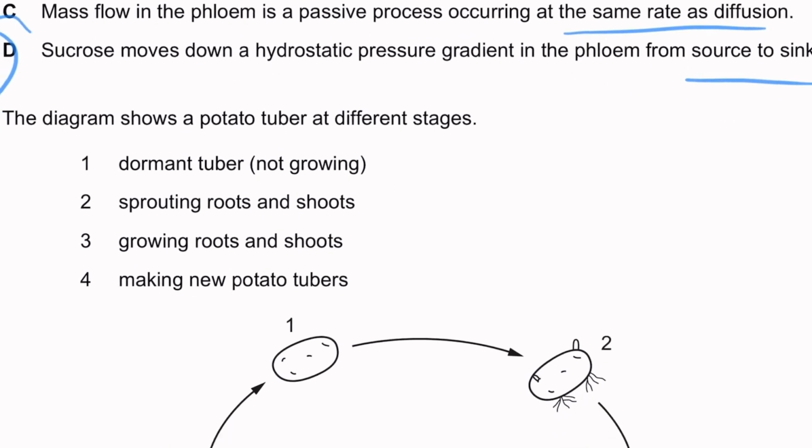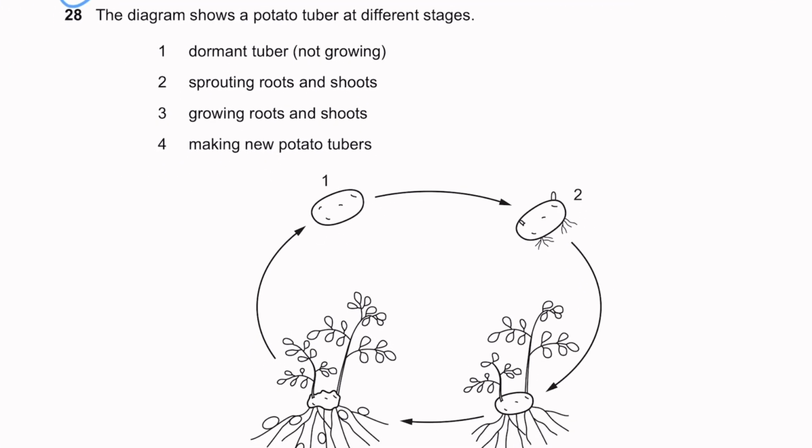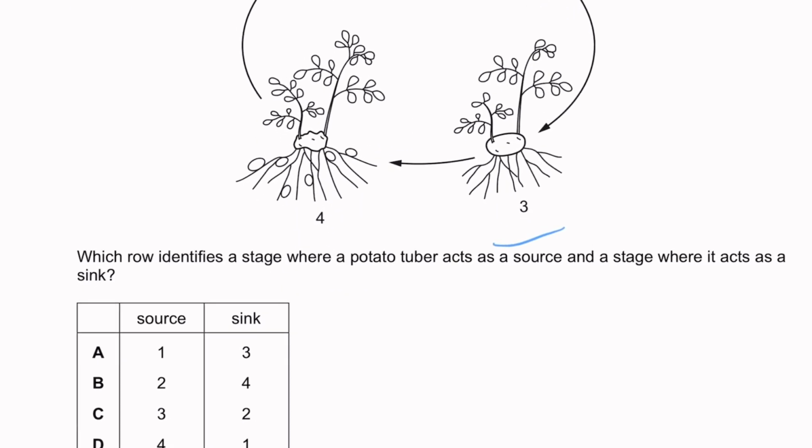The diagram shows a potato tuber at different stages. Okay, so we have a dormant tuber, not growing, sprouting roots and shoots, and then growing roots and shoots, which is letter 3, and then making new potato tubers. Number 4 is basically making new tubers. Interesting. So which identifies a stage where the potato tuber acts as a source and a stage where it acts as a sink?